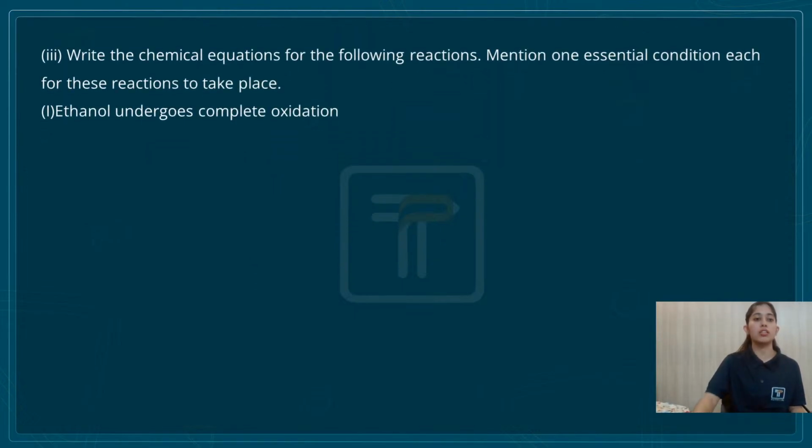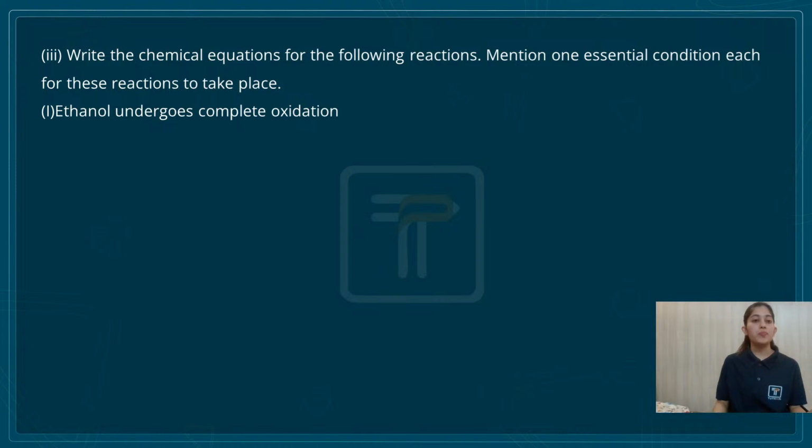Okay, the third question. Write the chemical equation for the following reactions. Mention one essential condition for these reactions to take place. Okay, students, so now please pay attention here. Reaction, you have to write the reaction, also specify the condition. Sometimes we have reaction in which we have to specify the condition, like a particular temperature or a particular catalyst or a particular acid or something like that is used to carry out the reaction. So that is what they are asking you. Please specify it. If you don't specify it, you lose marks.